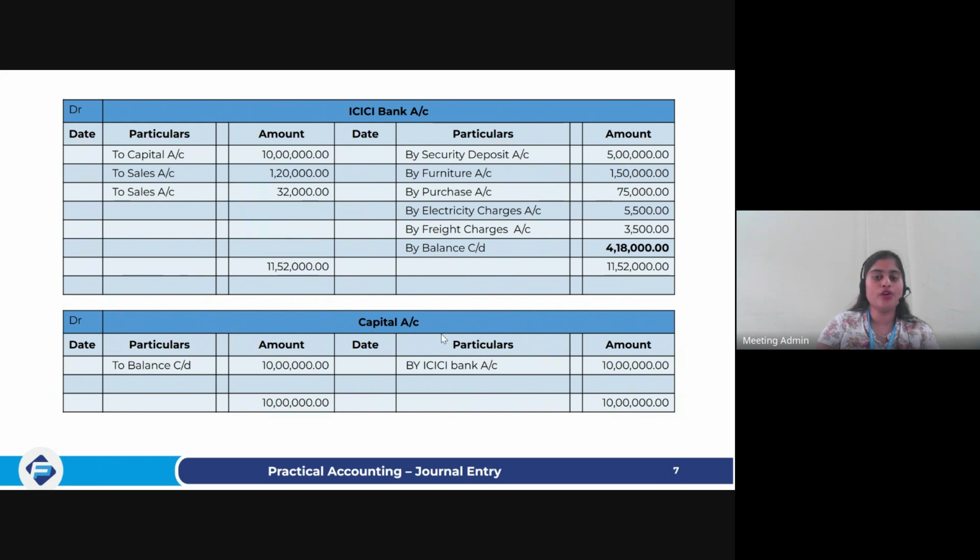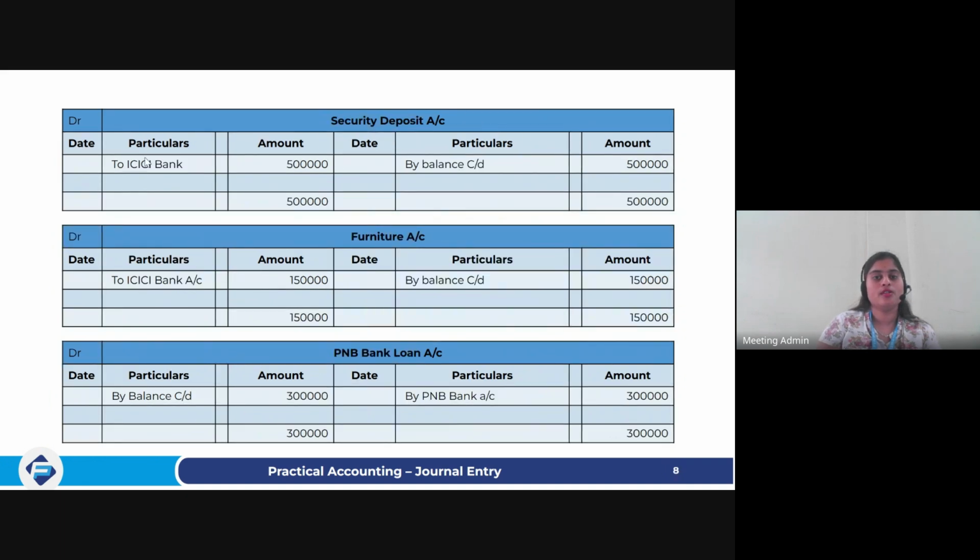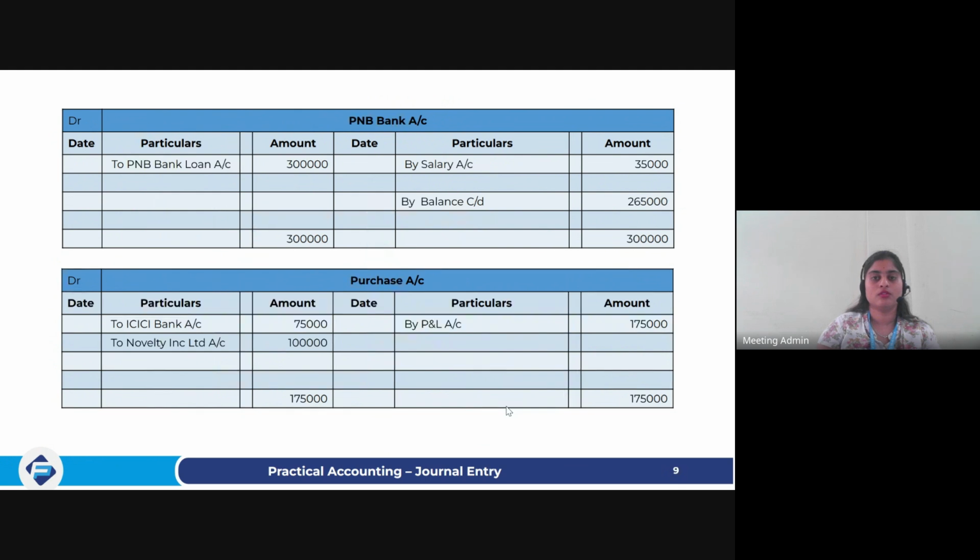Same with the capital account, you're going to bifurcate that, and this is also going to be carried down. And the security deposit account, this will also be carried down. Furniture account, this will also be carried down for the next financial year. And the PNB bank loan account is also carried down. If, while seeing a question, you feel it's an asset and continuous in nature, you have to carry it forward for the next year.